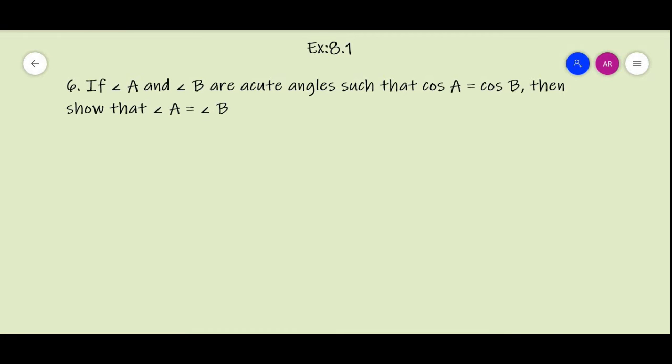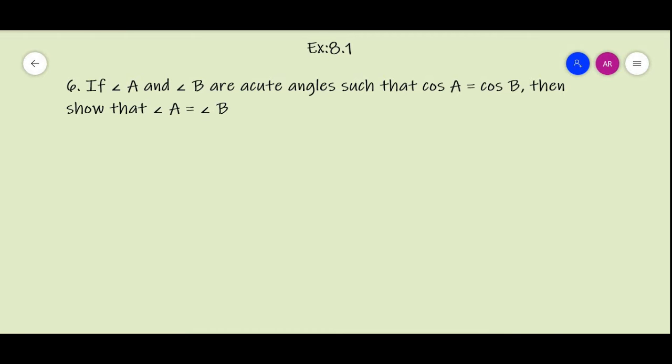So if angle A and angle B are acute angles such that cos A is equal to cos B, then show that angle A is equal to angle B. So this is a proof. Proofs are kind of more difficult than the normal problems that we did before, so you should be a little careful while doing these types of problems, and I'm going to give the step-by-step process on how to do these types of proofs. Alright, so let's get started.